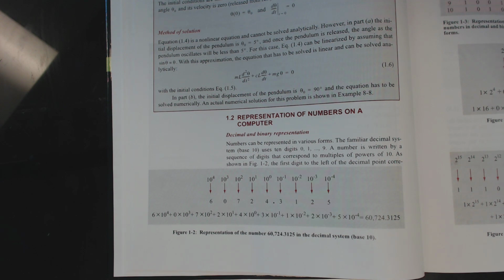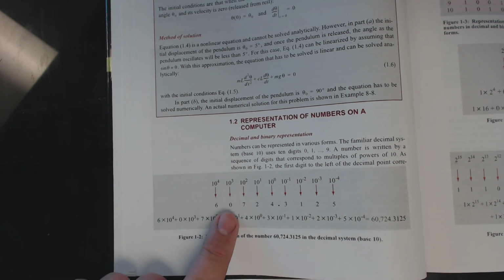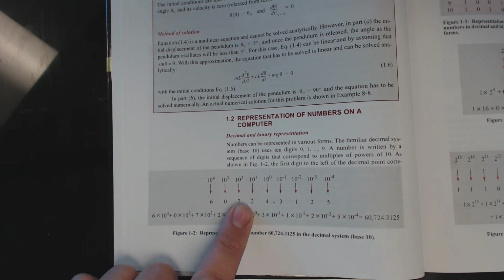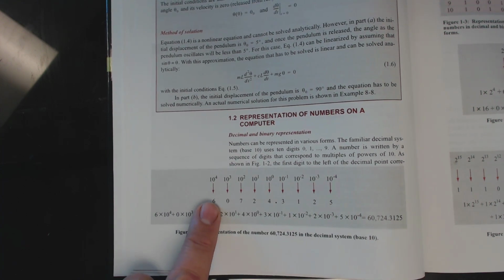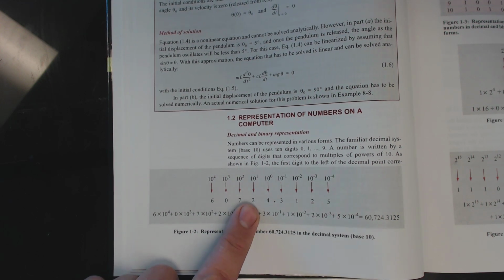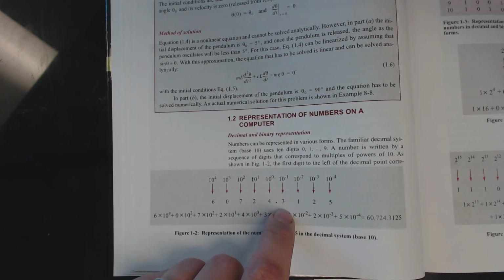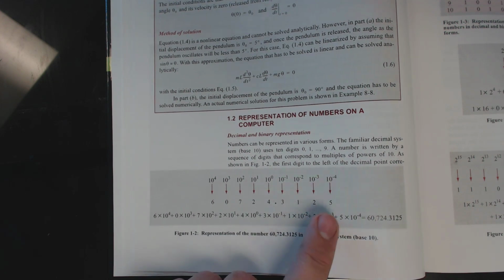So to represent the value here, 60,724.3125, it's very straightforward. You have 6 in the 10,000s spot, 0 in the 1,000s spot, 7 in the 100s spot, 2 in the 10s spot, and 4 ones. So 6 $10,000 bills, 0 $1,000 bills, 7 $100 bills, 2 $10 bills, and 4 $1 bills. You do the same thing down here after the decimal point, except you're dividing down. So this would be tenths, hundredths, thousandths, ten-thousandths.